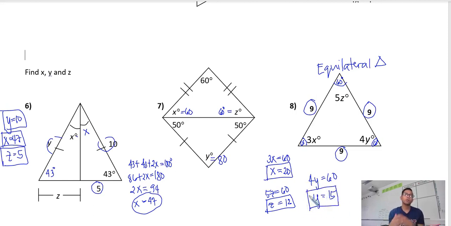Okay. Those are the examples on how you are going to solve for sides and angles of a given isosceles and equilateral triangle. Always remember that in equilateral triangles, all the sides are congruent and all the angles are also congruent. For isosceles triangles, the base angles are congruent and the two sides opposite those base angles are also congruent.